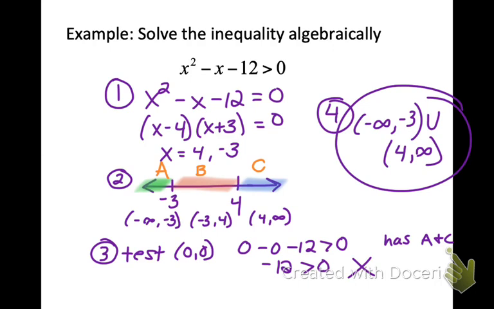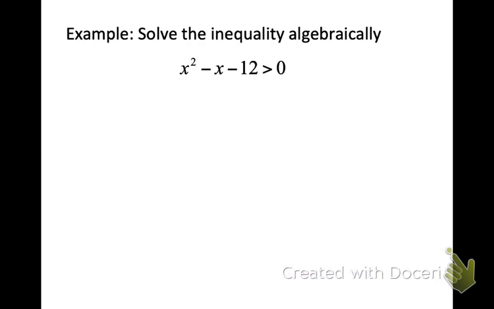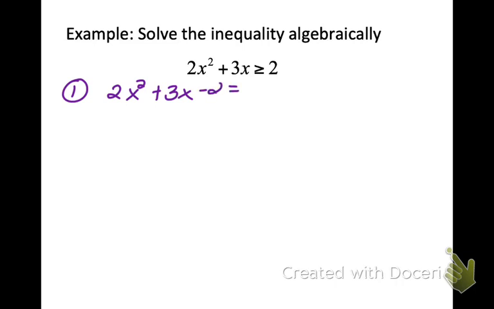Okay? All right, so let's try another one. 2x squared plus 3x is greater than or equal to 2. So step 1, write it out as an equation, and then solve it. So I'm going to move my 2 over. So I have 2x squared plus 3x minus 2 is equal to 0. What would you guys do to solve that? Would you try to factor it? Would you use the quadratic formula?